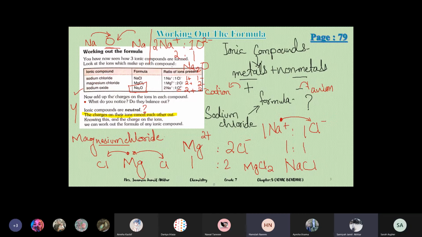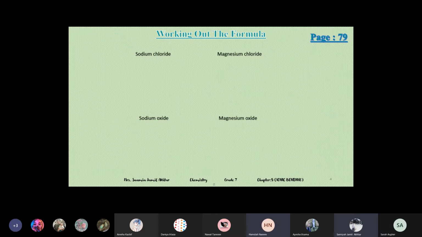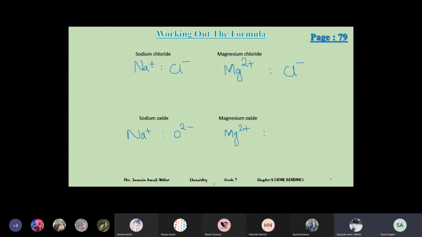Okay, so let's practice some more formula writing. Sodium chloride, we did this example. I'm writing here the ions: sodium ions are given to you, magnesium chloride ions, sodium oxide ions. This is how it will come in the exam. The ions will be given to you and you have to make the formula. Suppose these ions are given in the question, sodium chloride. Now make the formula of sodium chloride.